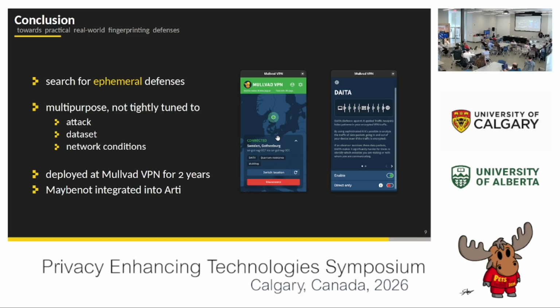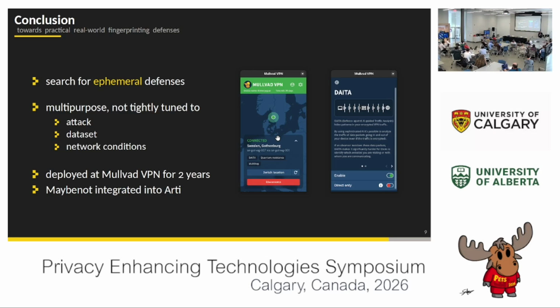So to wrap up, what we did in this paper is that we set out to search for ephemeral defenses that are only used once per connection, ideally, and we investigated what this means in different settings. What we found mainly was that for website fingerprinting, the ephemeral defenses are multi-purpose, in the sense that you can get ephemeral defenses that are not really tightly tuned to any particular type of attack or data set or network conditions. So they're kind of general purpose. They're pretty good in general for most things that we tested at least.